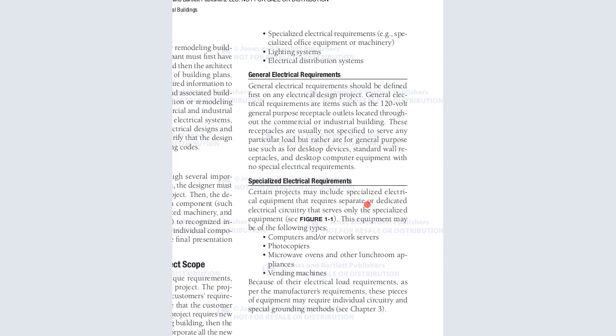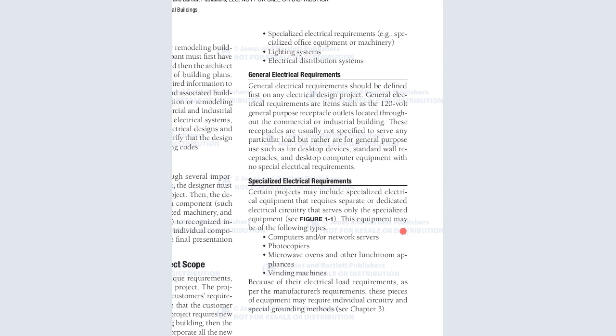Now, specialized electrical requirements. Don't forget that there are electrical requirements that need special electrical power. Certain projects may include specialized electrical requirements that require separate or dedicated electrical circuitry that serves only the specialized equipment. These may be of the following types: computers and network servers, photocopiers, microwave ovens and other lunchroom appliances, and vending machines.